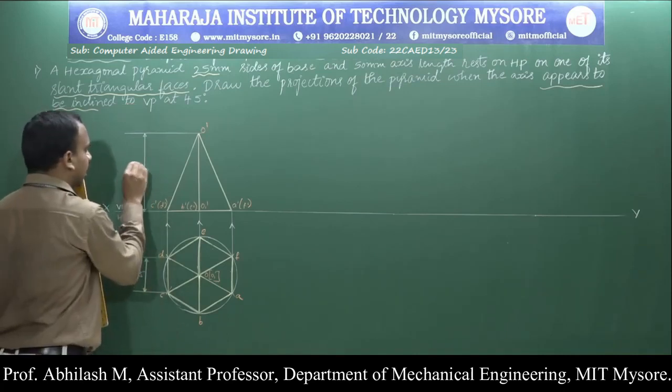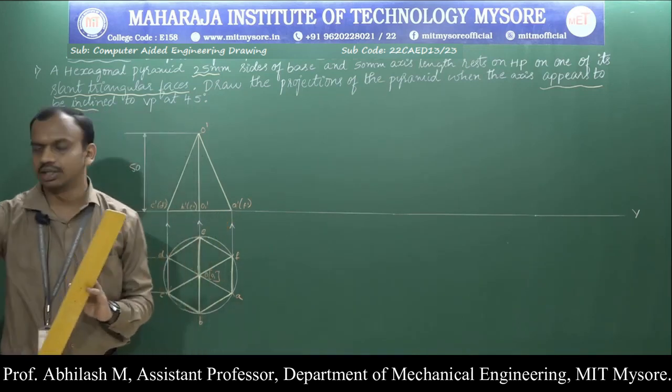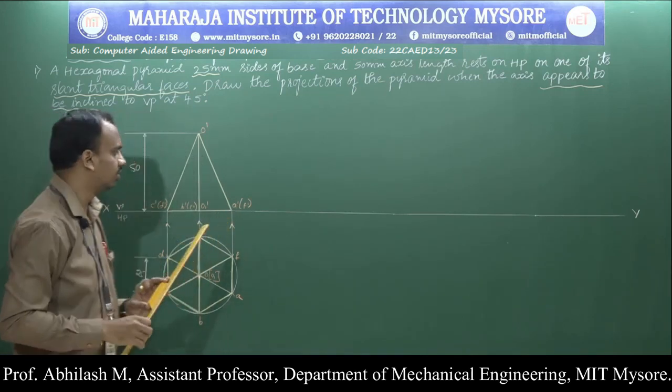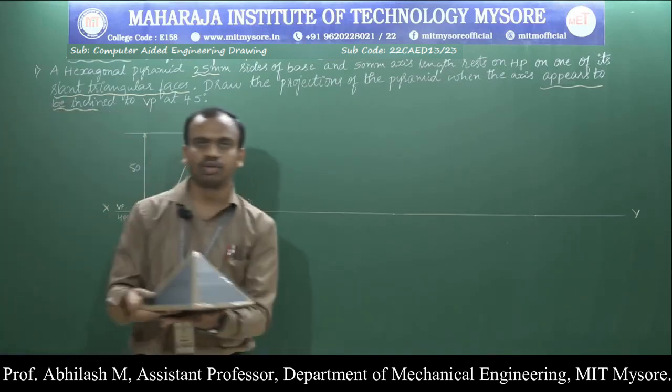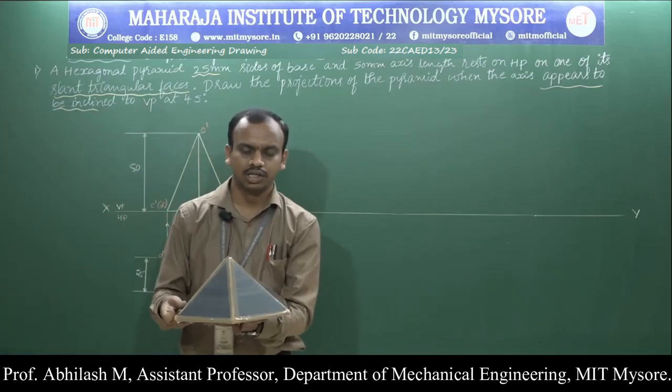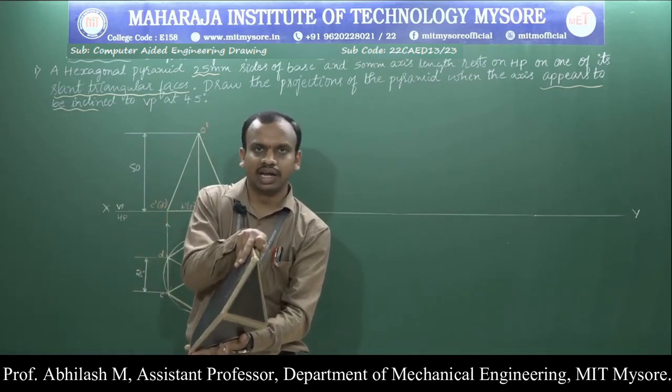So how much is this? It is 50. So to begin with the next position, that is the second position, what have they stated? They have stated that it is completely resting on one of the slant triangular faces. So we are supposed to rest this completely on the XY line itself.